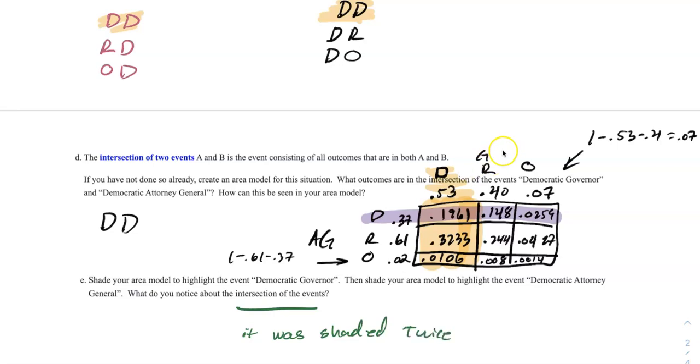So this one shows another way to find it, right? So you just go Democrat and Democrat. That's the one I want. That's how you find probably everything you want.